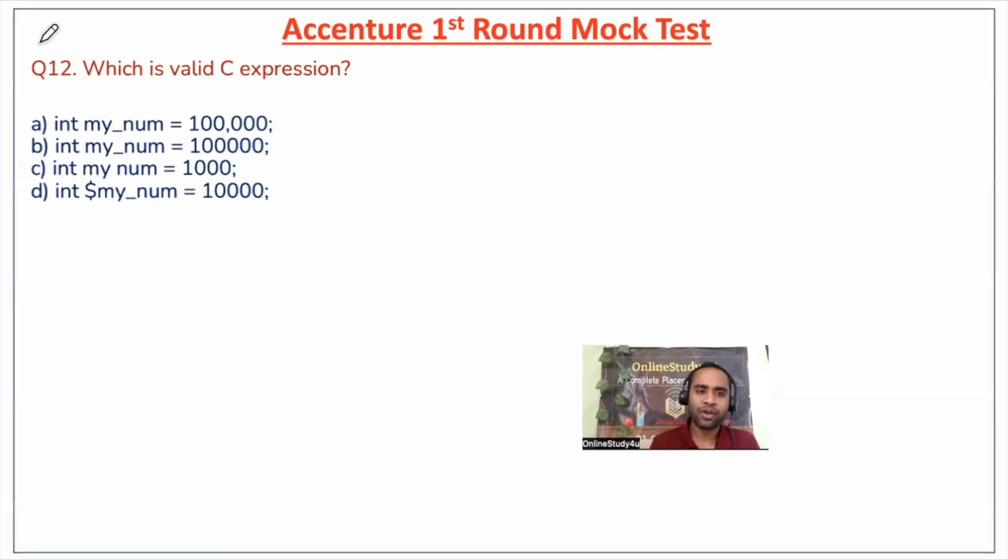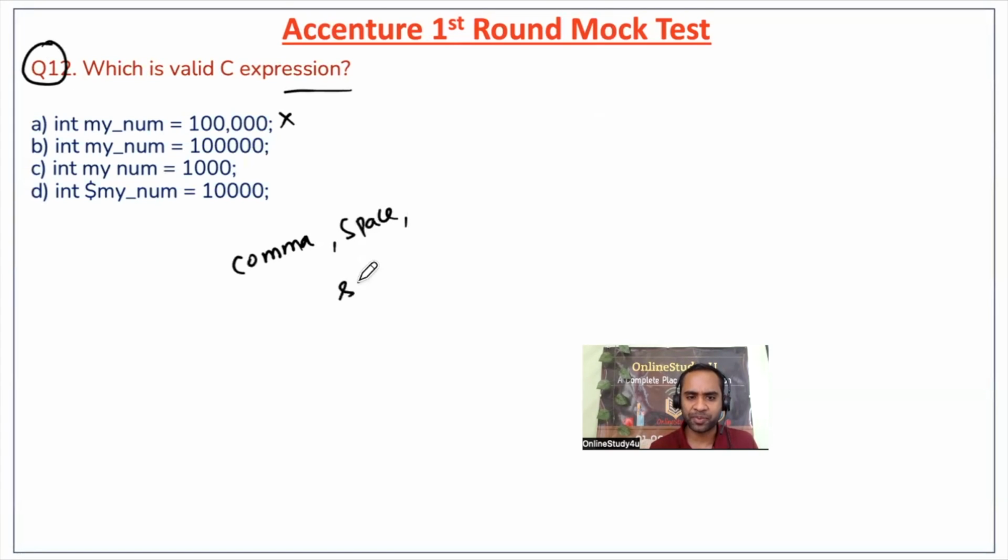Now, question number 12. Which is a valid C expression? Friends, in a C expression you cannot use a comma. I could see a comma in option A, that is removed. You cannot use a space. You cannot use special characters, right? I could see a special character here, gone. I cannot use a space, so the space here, gone. So obviously option B is the correct answer.